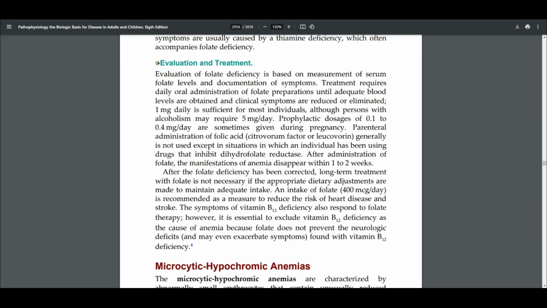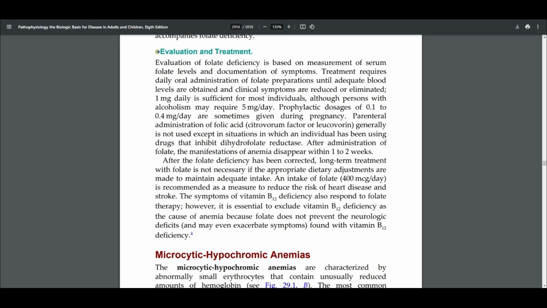An intake of folate, even as low as 400 micrograms a day, is recommended as a measure to reduce the risk of heart disease and stroke. The symptoms of vitamin B12 deficiency also respond to folate therapy. However, it is essential to exclude vitamin B12 deficiency as the cause of anemia because folate does not prevent the neurologic deficits found with a vitamin B12 deficiency.